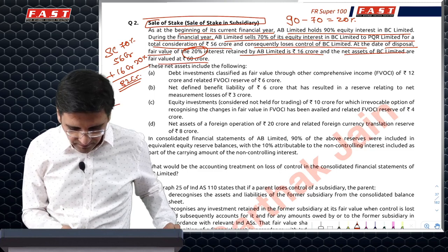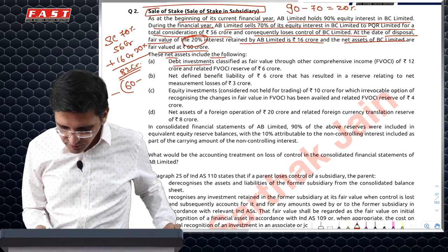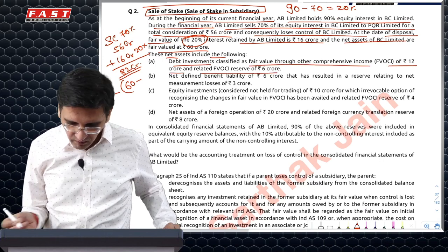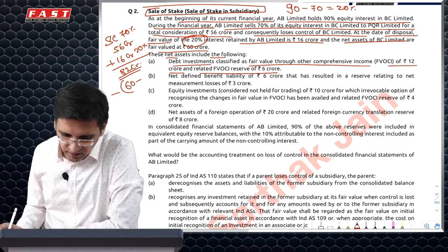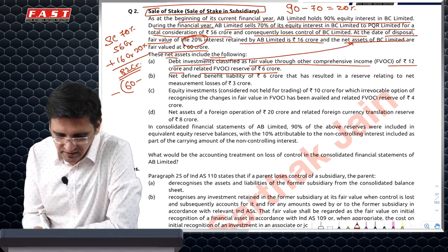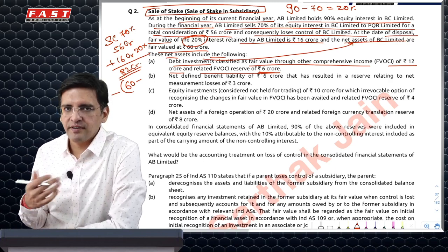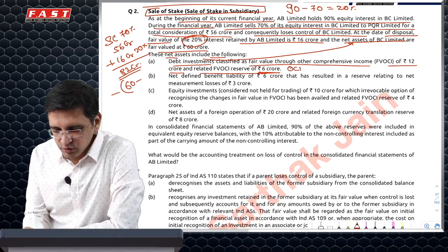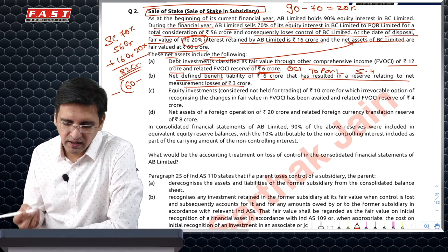So against that, what I have lost is 60, but then within 60 also there would be some kind of NCI. Net assets also include debt instruments, FVOCI, on which there is an FVOCI reserve of 6 crore. So this debt instrument would obviously be a part of the net assets, so it will automatically get de-recognized, but I'll have to reclassify this 6 crore. My share in the 6 crore is 5.4. So I'll have to do another entry of OCI to PRL for 5.4. Net defined benefit of 6 crore resulted in a reserve of measurement loss of 3. So I'll have to reclassify this?